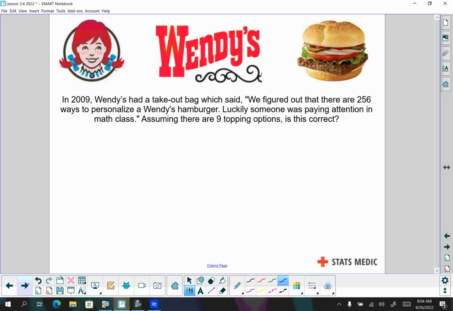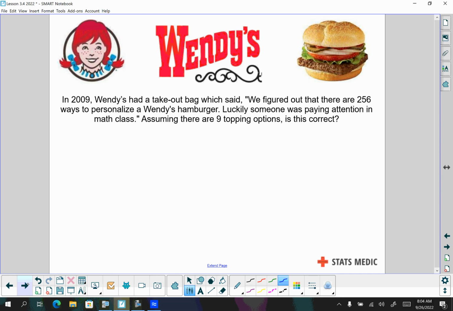So it says in 2009, Wendy's had a takeout bag which said, we figured out that there are 256 ways to personalize a Wendy's hamburger. Luckily, someone was paying attention in math class. Assuming there are 9 topping options, is this correct? Okay, so this is where combinations can get kind of interesting because it doesn't say how many we can choose, right? When you order a burger, you're choosing how many toppings you want.